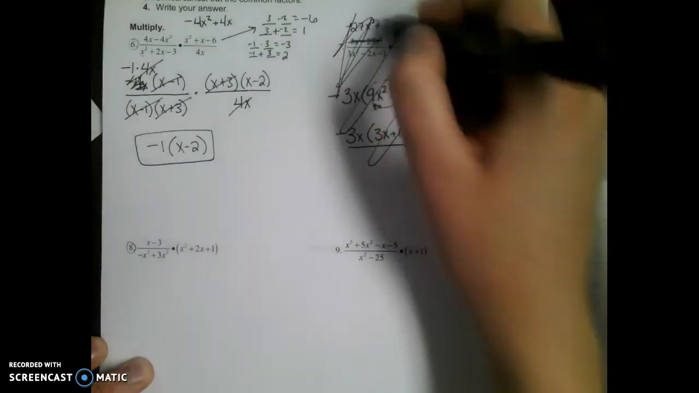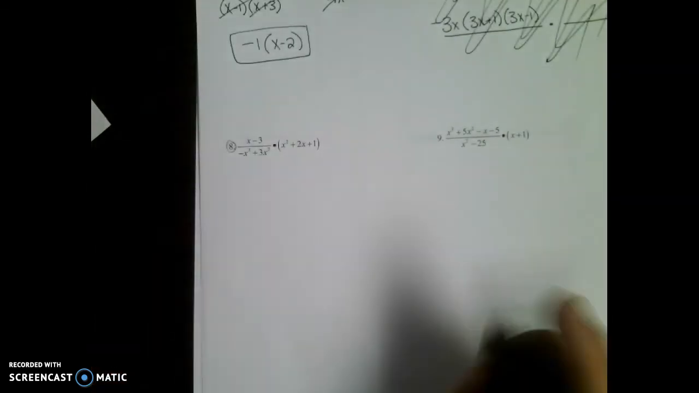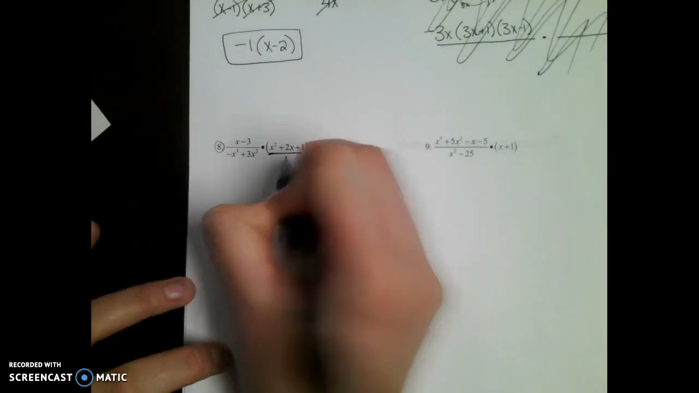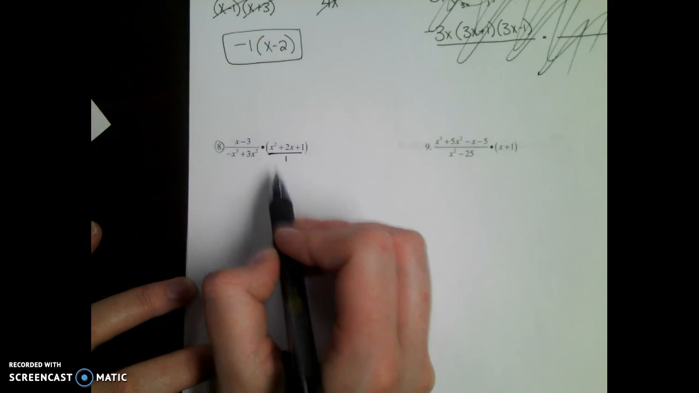So you can ignore example 7. Let's go to example 8. Example 8 is very, very similar. It's just that the second fraction is over 1. So we still need to factor, factor, factor, factor.